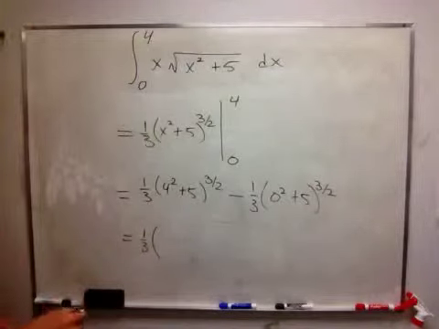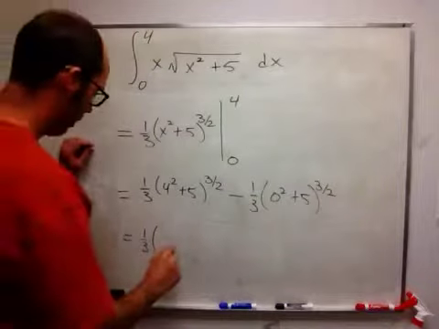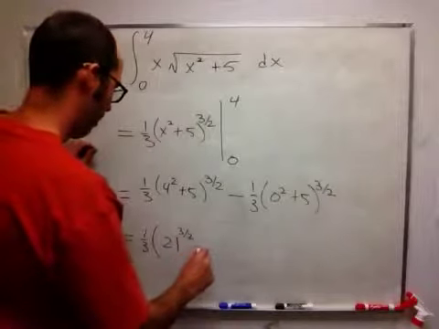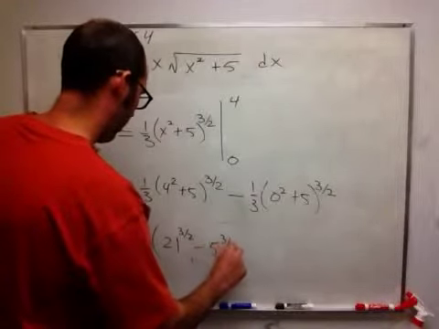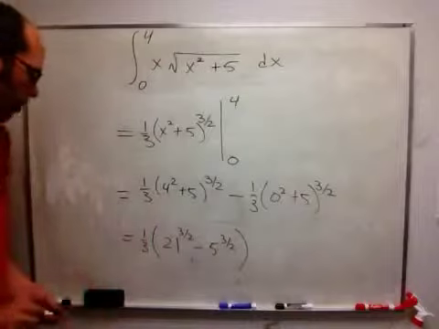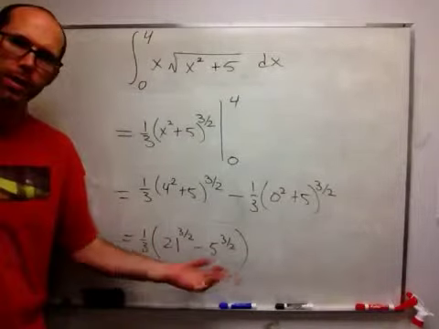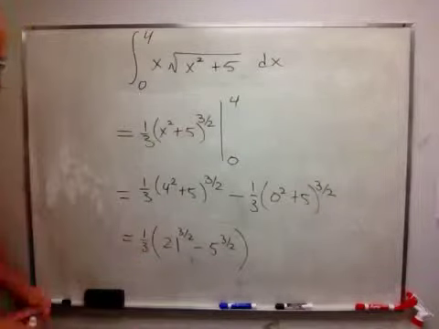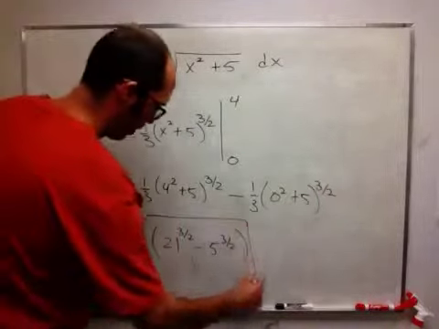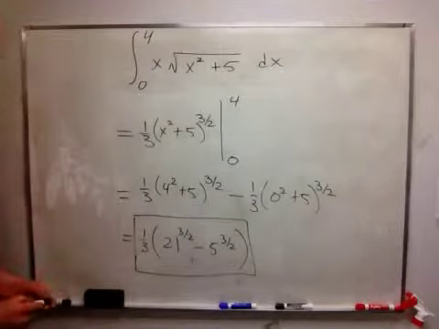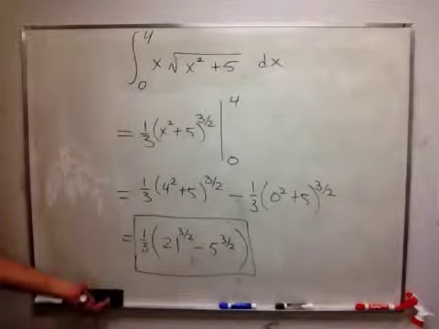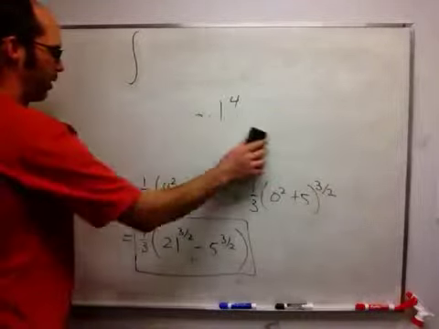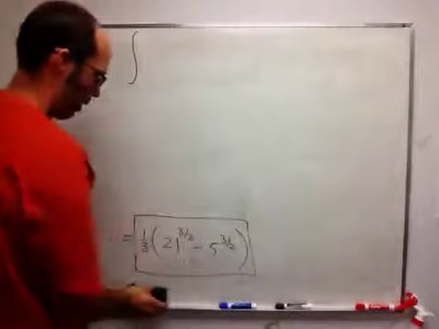See, that's 16 and 5, that's going to be 21. Okay, a good enough answer for me. You could use a calculator at this point to approximate the answer. Let's do one more.